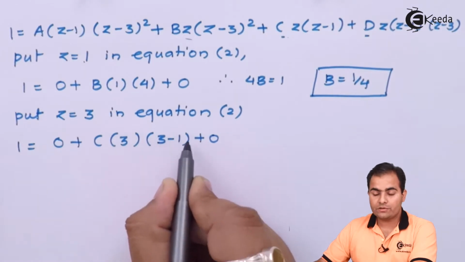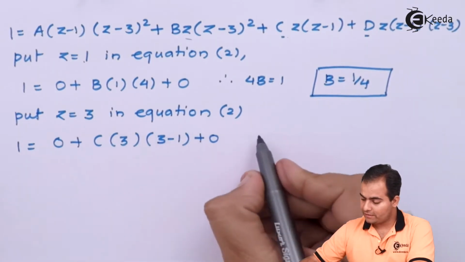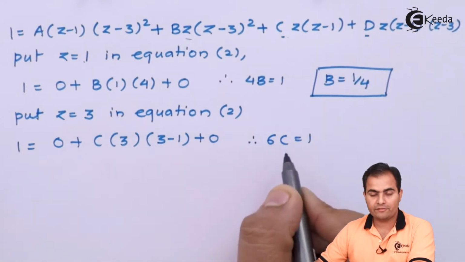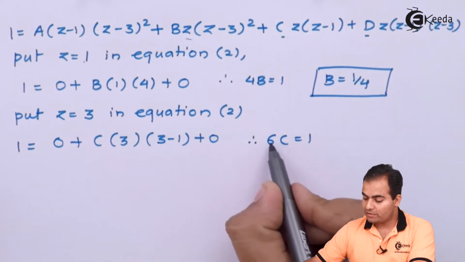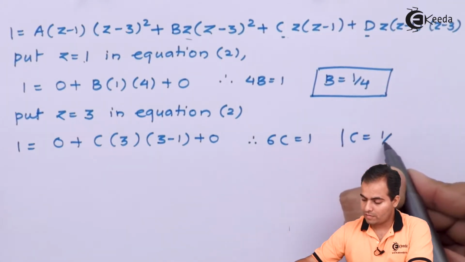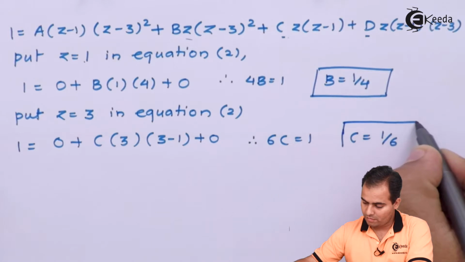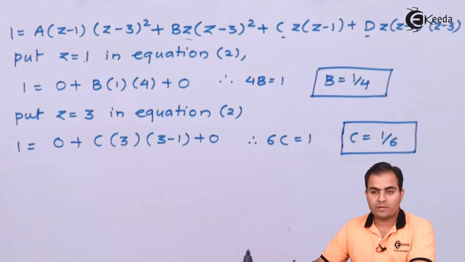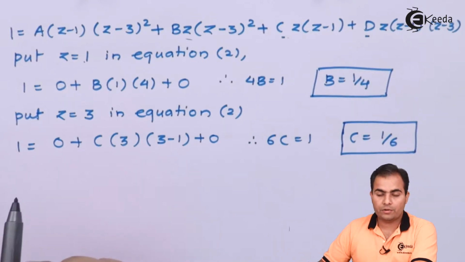So 3 minus 1 is 2, and 2 3s are 6. So on the right hand side we have 6C, and the left hand side we have 1, but I have changed the place. Now shift this 6 to the right hand side. What you will get? Our C will be nothing but 1 by 6.